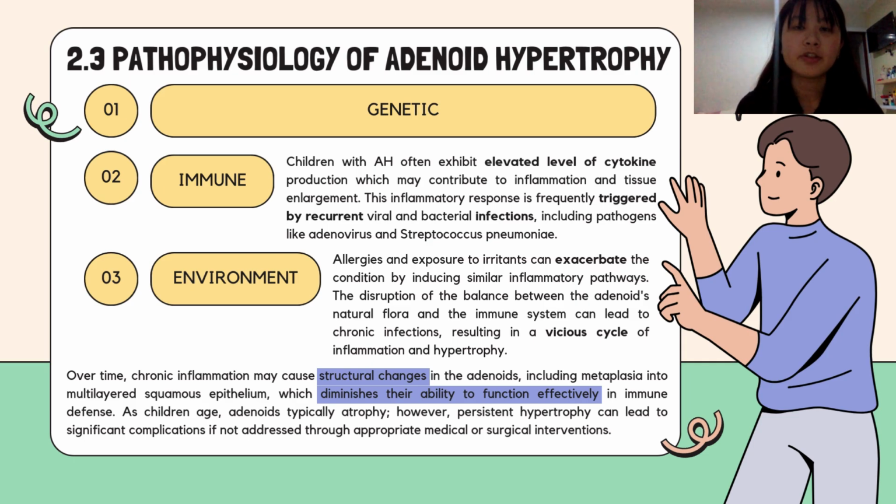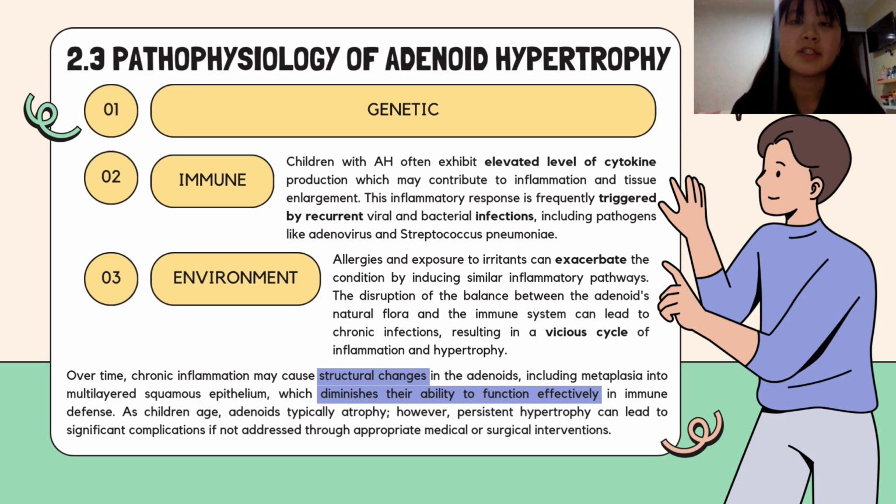This inflammatory response is frequently triggered by recurrent viral and bacterial infections, including pathogens like adenovirus or Streptococcus pneumoniae. Additionally, environmental factors such as allergies and exposure to irritants can exacerbate the condition by inducing similar inflammatory pathways. The disruption of the balance between the adenoid's natural flora and the immune system can lead to chronic infections, resulting in a vicious cycle of inflammation and hypertrophy.